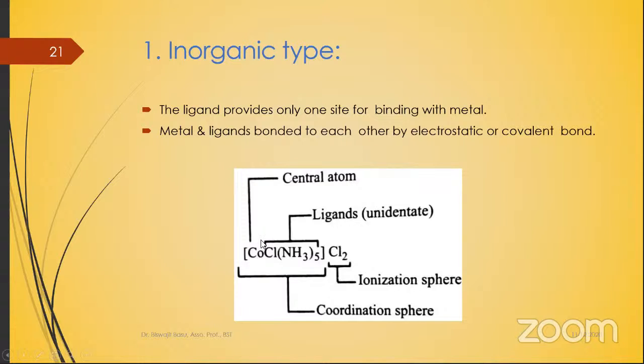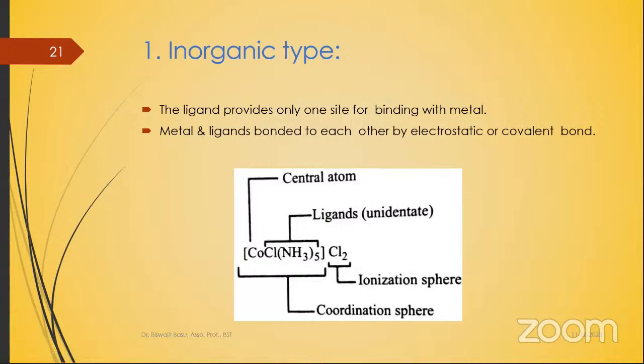So four things are there: the central atom, that is cobalt; the ligand, this portion, that is unidentate; and the central atom and ligand together. This portion is known as the coordination sphere, and the rest is known as the ionization sphere. For each central atom or ion, there is a fixed coordination number. The coordinated atoms or groups occupy the first sphere, meaning the coordination sphere. The other atom, in this case chlorine, is said to be in the second sphere, also known as the ionization sphere.